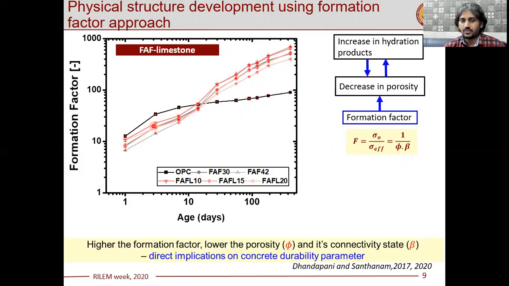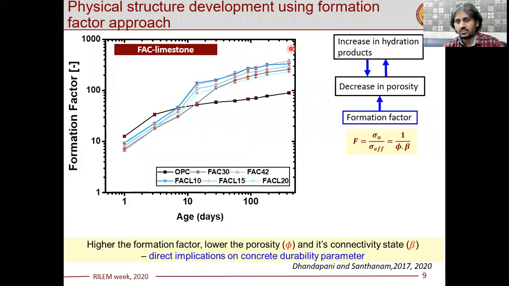These are some of the trends with the fly ash limestone combination, where you can see the ternary binders having higher formation factor at early ages, and high volume fly ash shifts from the lowest value at the initial ages to the highest value at about 400 days.